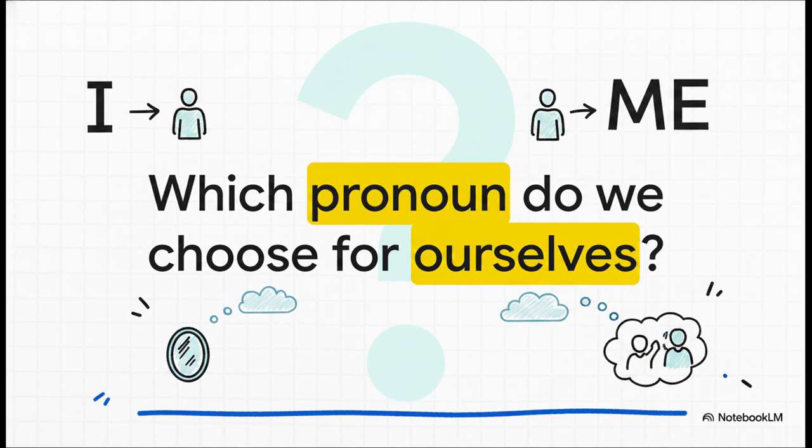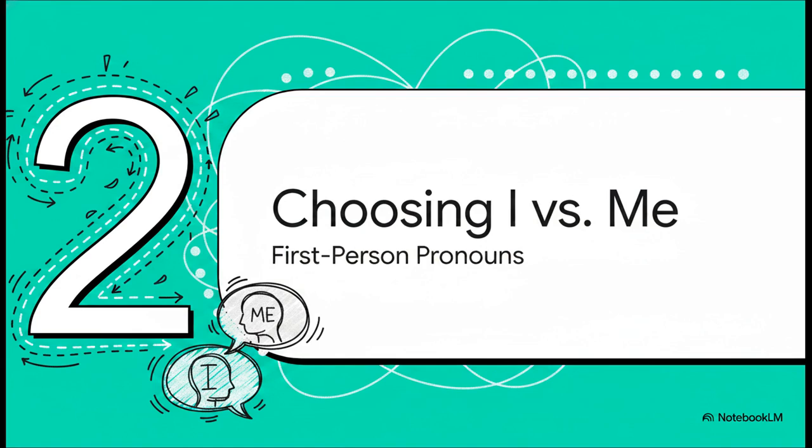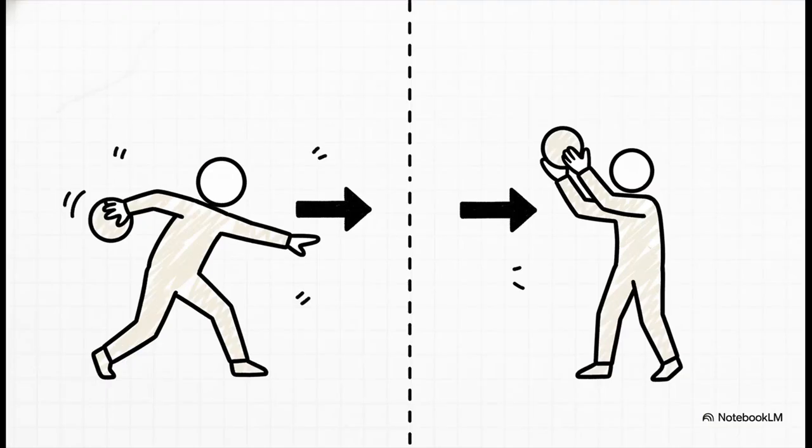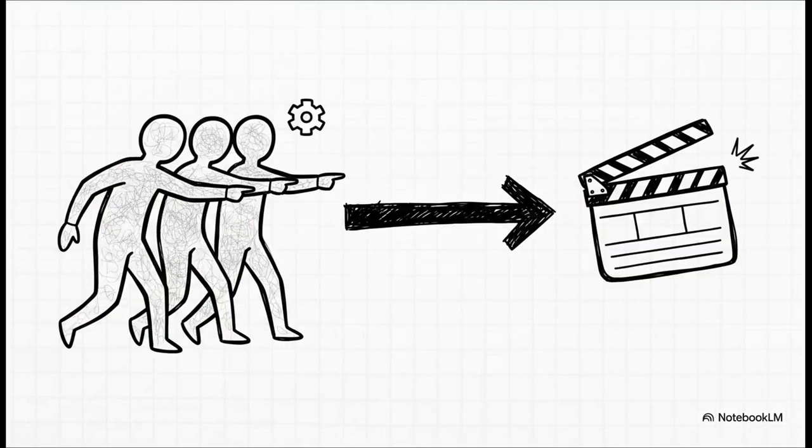When you are talking about yourself, how do you know which one to pick? Should you say I, or should you say me? Let's figure it out. Moving on to step 2, choosing I versus me. Okay, grab your pens because you'll definitely want to write this rule down. It is literally this simple. Use I when you are the subject doing the action, and use me when you are the direct or indirect object receiving the action. So the crucial thing you have to ask yourself is simply, am I doing or am I receiving?